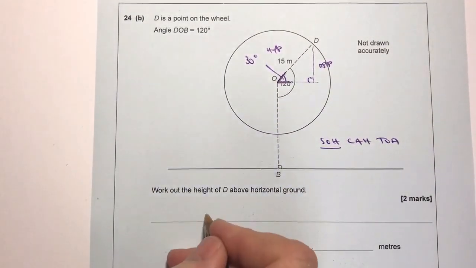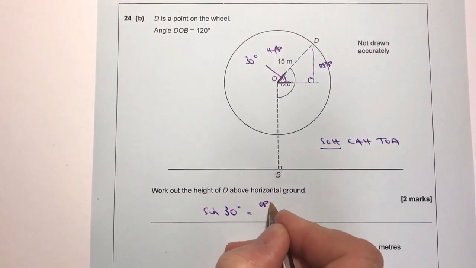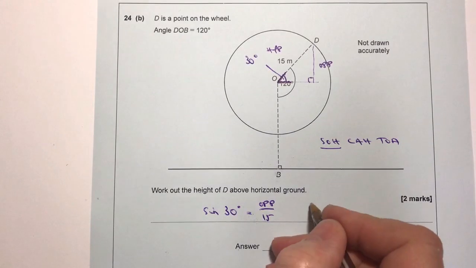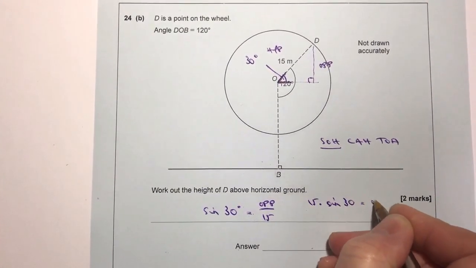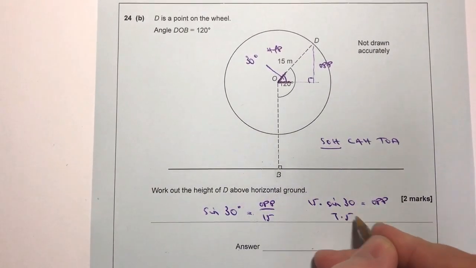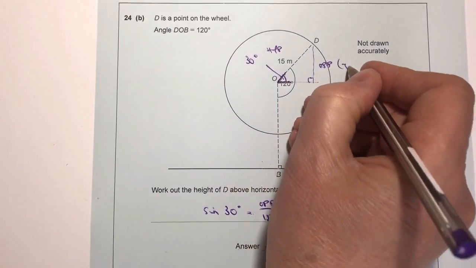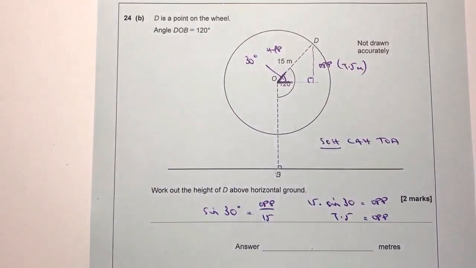So what I can say is the sine of 30 degrees equals the opposite, which I don't know, divided by the hypotenuse of 15. So if I multiply that through, I get 15 times the sine of 30 equals the opposite. Plug that into my calculator and I actually get 7.5 equals the opposite. So in other words, this value here is 7.5 meters.